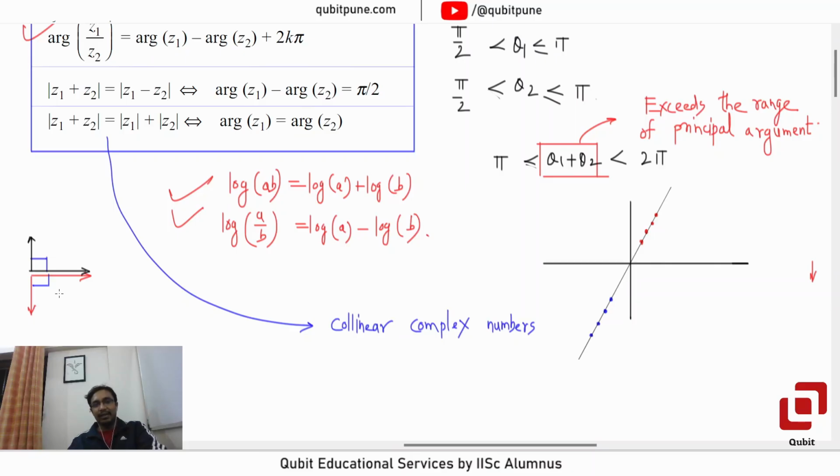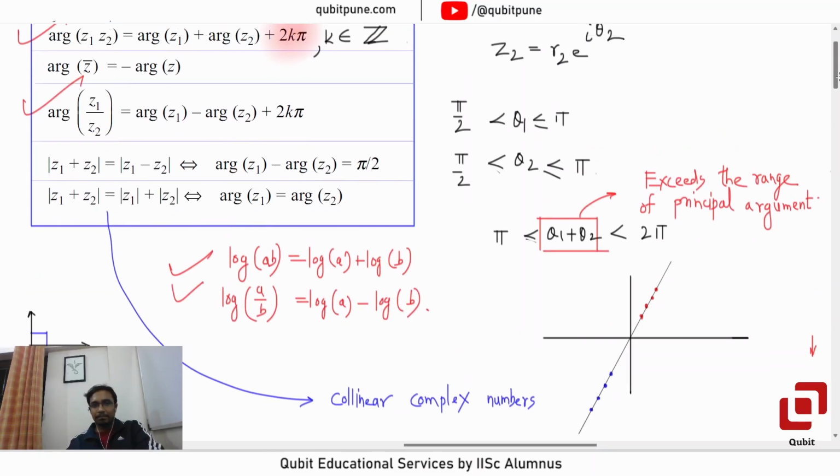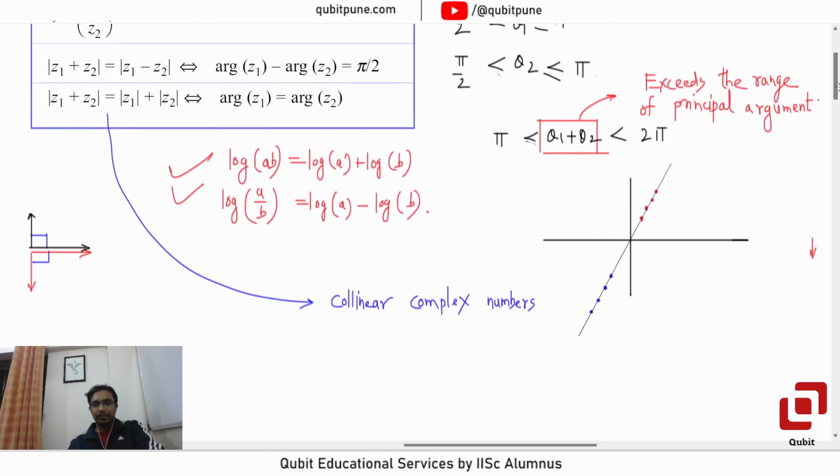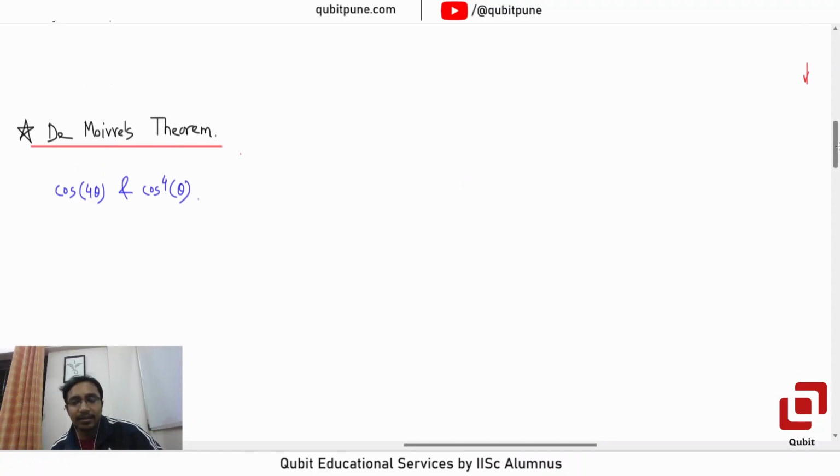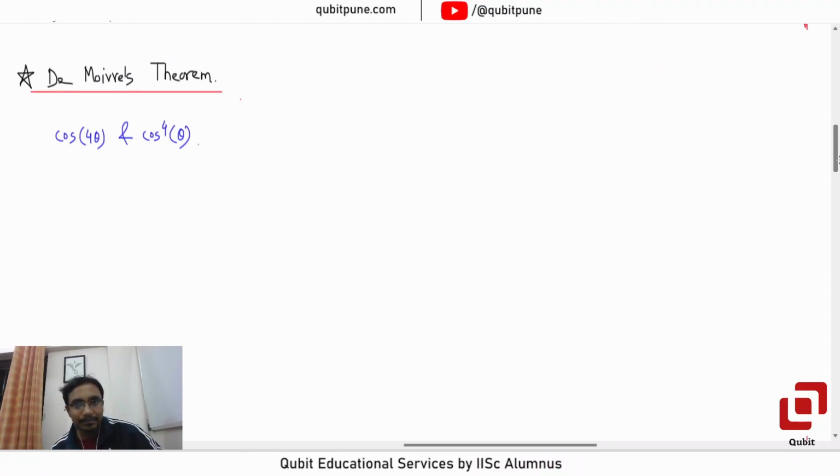Is that clear, or shall we take some examples to demonstrate that? Others? Understood? Aishwarya, did you understand? Clear. Okay.